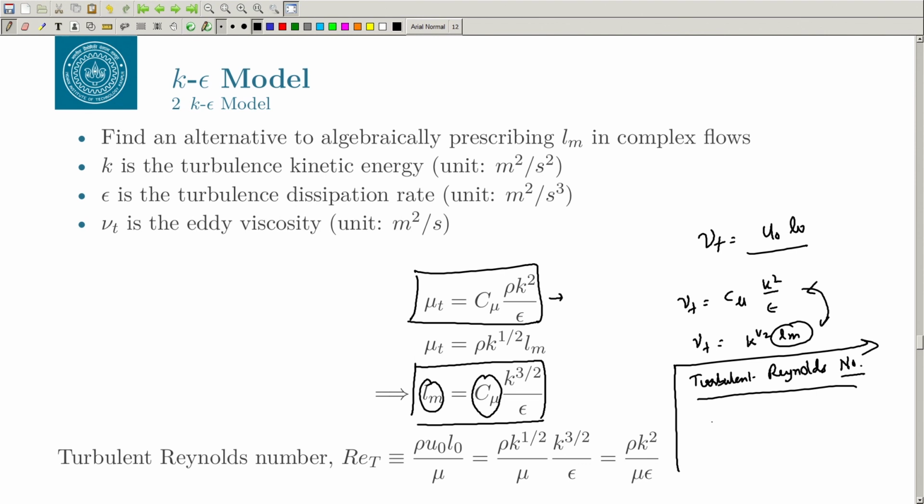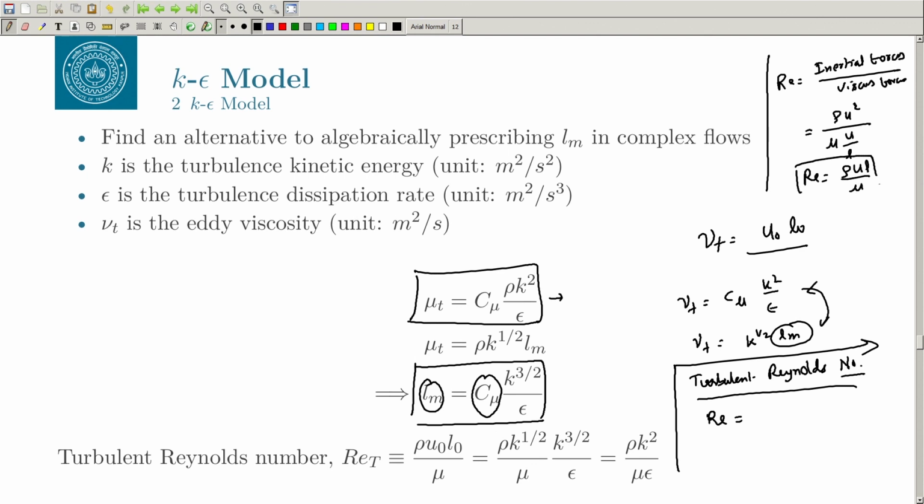So, like the way you have the definition of Reynolds number, right. How is the Reynolds number defined? Let me write it here. Okay. So, Reynolds number is inertial forces by viscous forces, right. So, this is basically rho u square, inertial forces, and this is mu u by L, right, that becomes rho u L by mu, right. This is your Reynolds number.